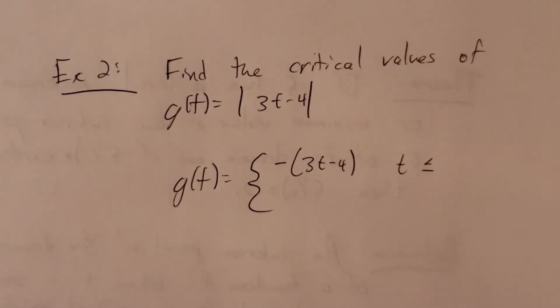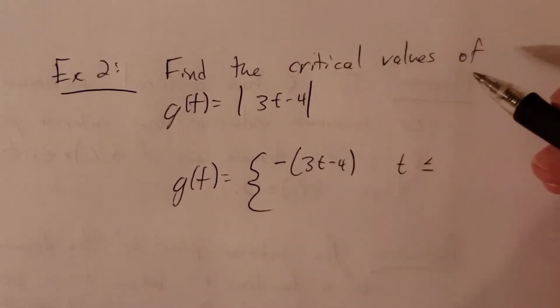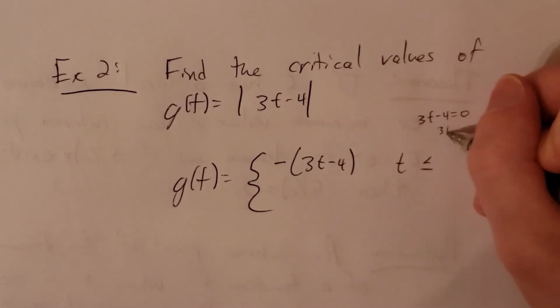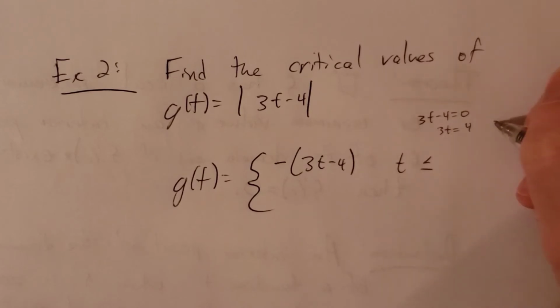And what is that something? To find that for an absolute value function, you just solve the value inside the absolute value for 0. So 3t minus 4 is equal to 0. This tells us that 3t is equal to 4, or in other words, t is equal to 4/3.